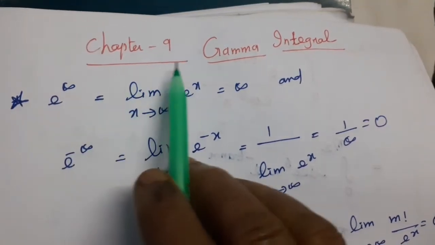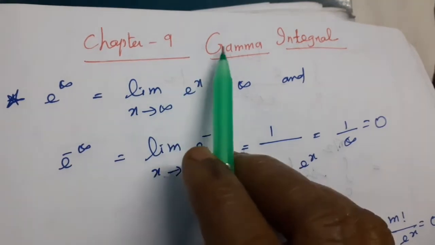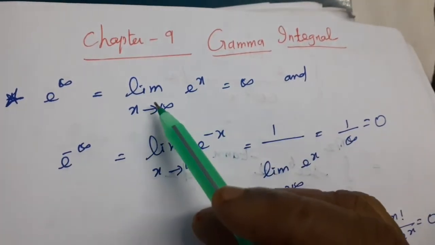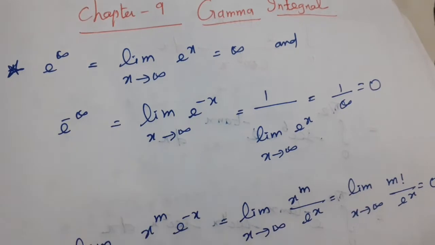See, next in chapter 9 we are using the gamma integral. I complete exercise number 9.6. Now I start exercise number 9.7. See, these are the important steps.